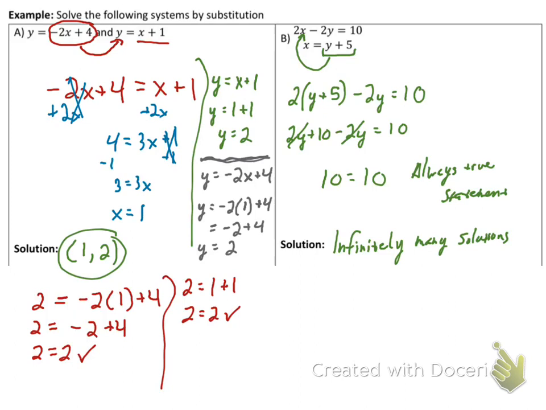So in the previous video, when we were solving by graphing, if we graphed those lines and they were the same exact line, that was infinitely many solutions. So now when we're solving algebraically, if our variable goes away and we're left with a true statement, that's going to be infinitely many solutions. Okay? Which means that in my system, 2x minus 2y equals 10 and x equals y plus 5, if I were to graph those, they would be the same exact line.